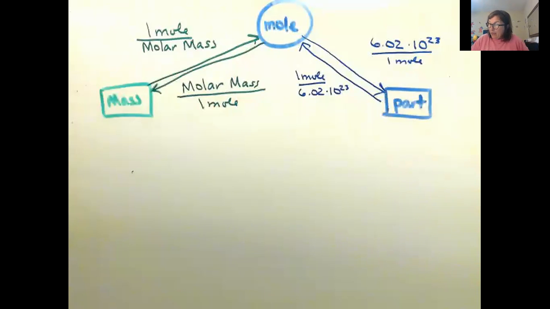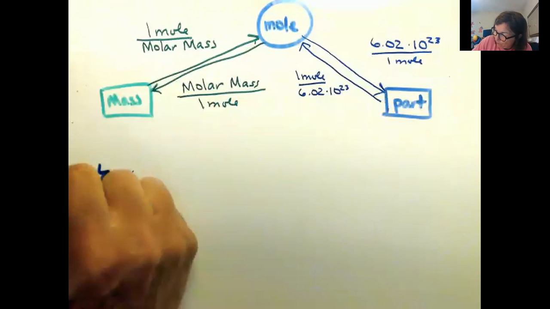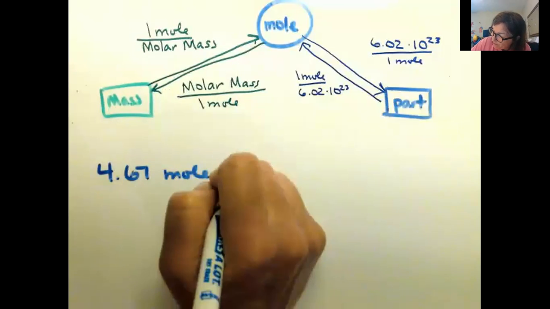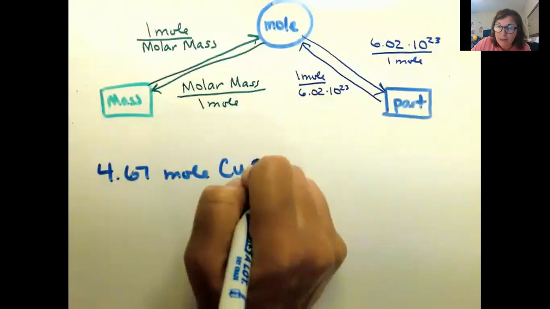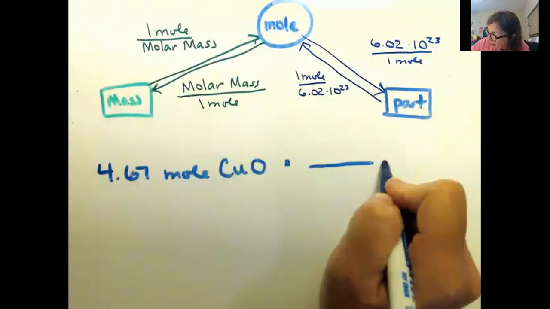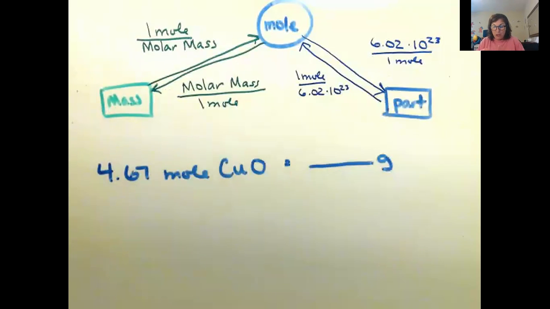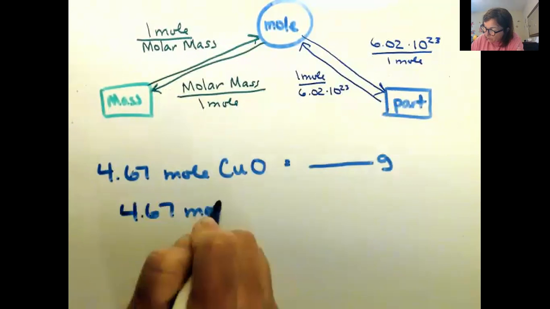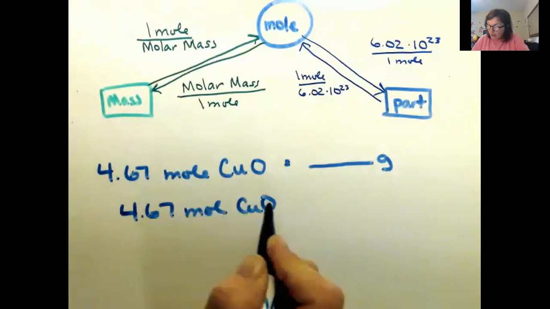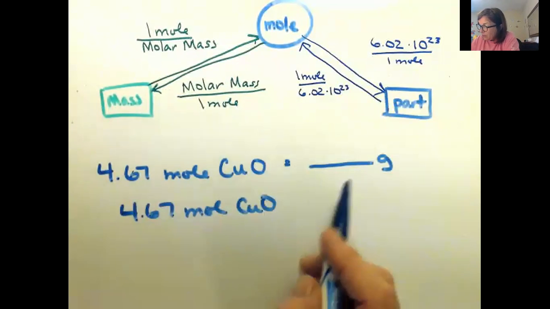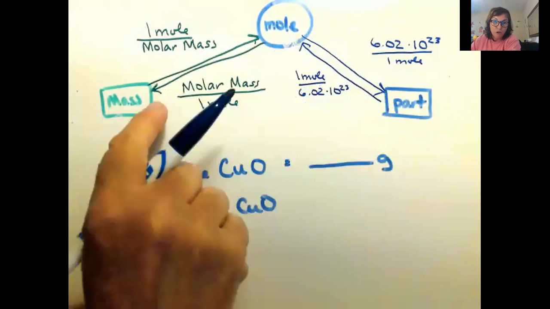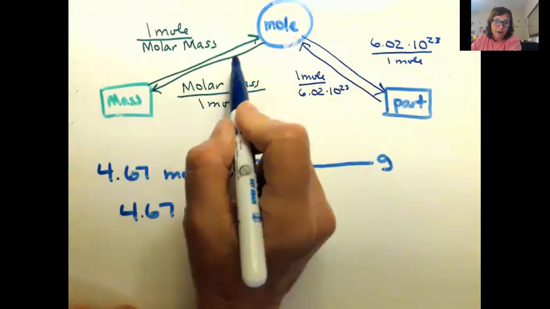So if I say you've got 4.67 moles of copper 2 oxide, I want to know how many grams that will be. So we are going from moles, because that's my given, 4.67 moles of copper 2 oxide, and we're going to mass. So I'm going from moles to mass. I'm going from here to here. So I'm going to follow this line right here.